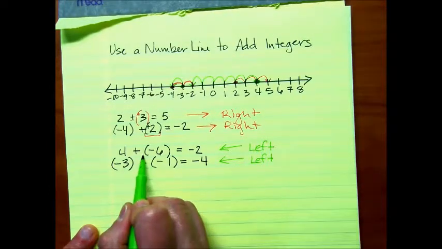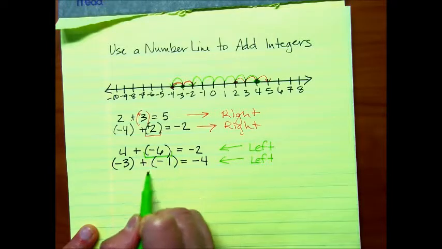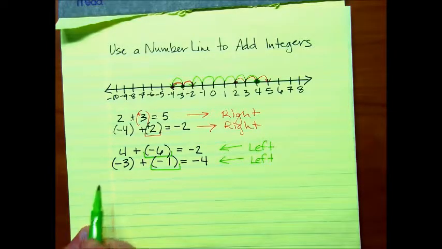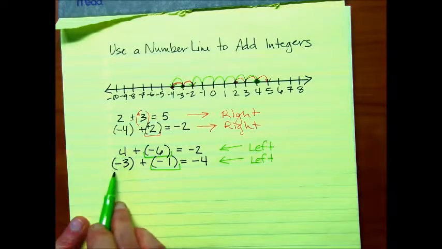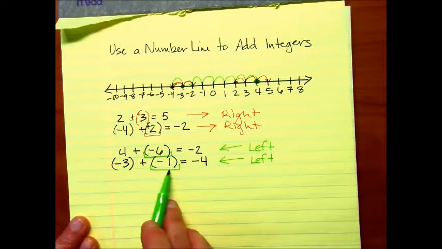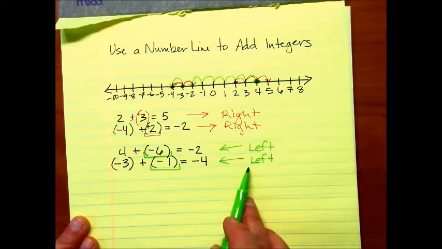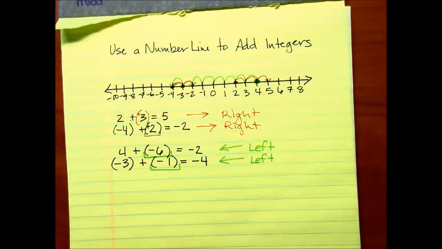Notice in these two problems, I'm adding a negative number. And again, it doesn't matter what my starting point is. It could be a positive or a negative number. But if I want to add to that a negative number, I need to move to the left. We'll do some more examples in class, and if you have questions, please ask.